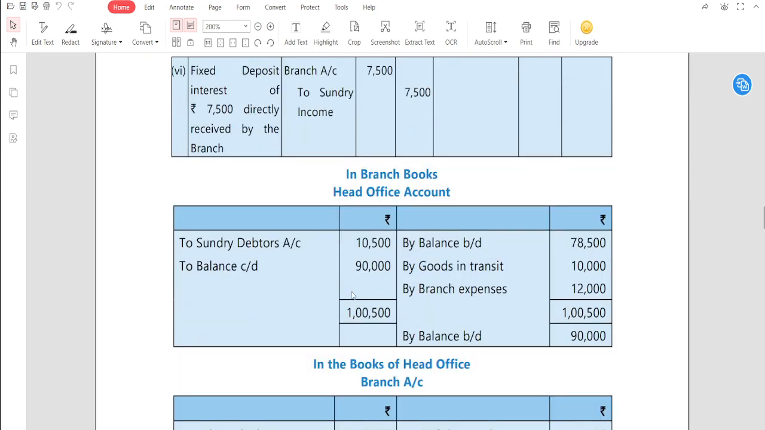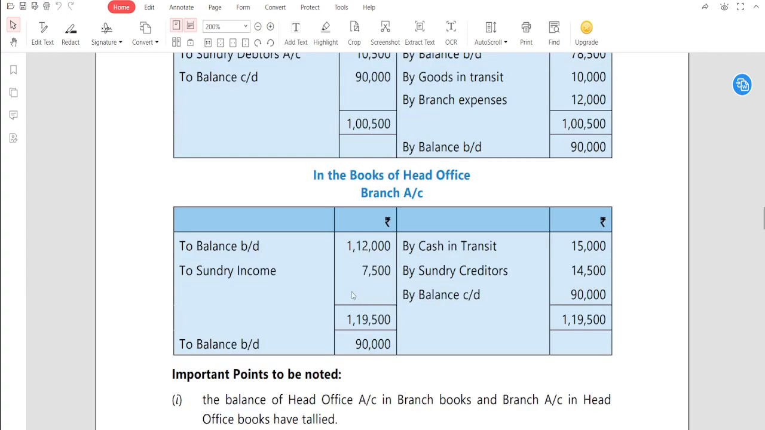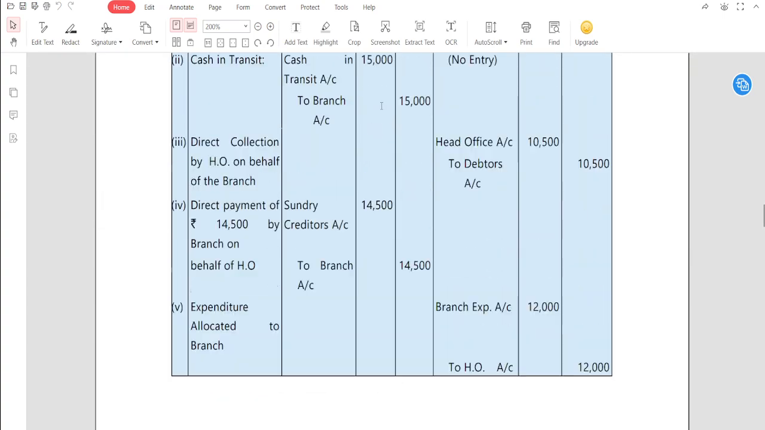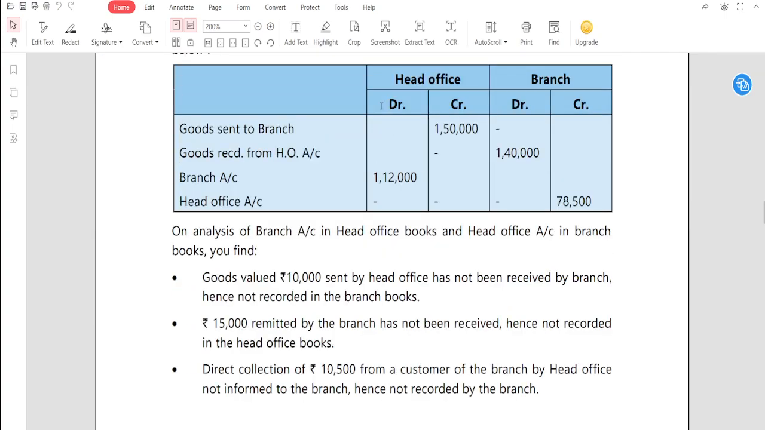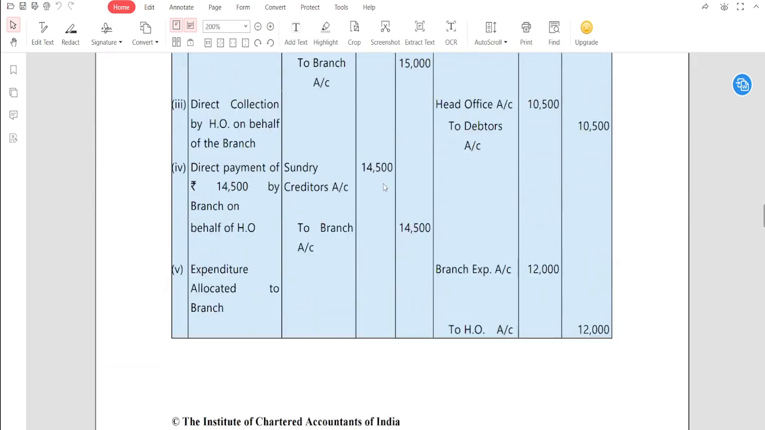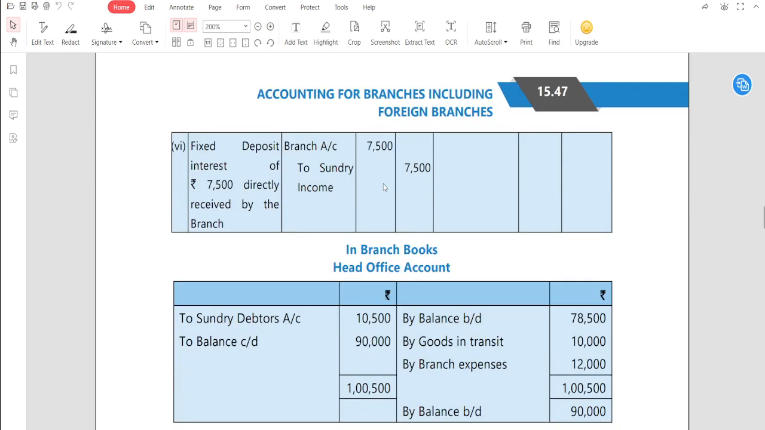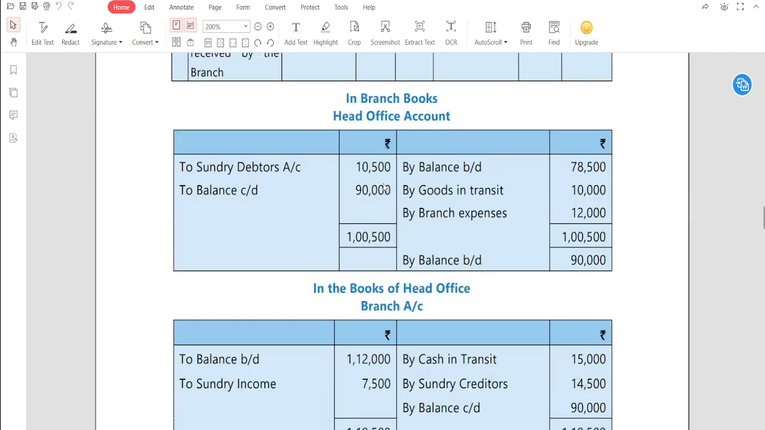So now just check it out. In the branch books, HO, and in the HO books, branch. Now it will match. See guys, just see the books of branch and books of HO. Look guys, both ways will match. By balance B/D 78,500. See, in the branch books, HO will be treated like a creditor because it's a credit balance given. In the branch books, the HO balance is 78,500, a credit balance, and in the books of HO, branch is a debit balance of 1,12,000. It means branch is treated like a debtor in the books of HO, and HO is treated like a creditor in the books of the branch. That is a basic fundamental, guys.